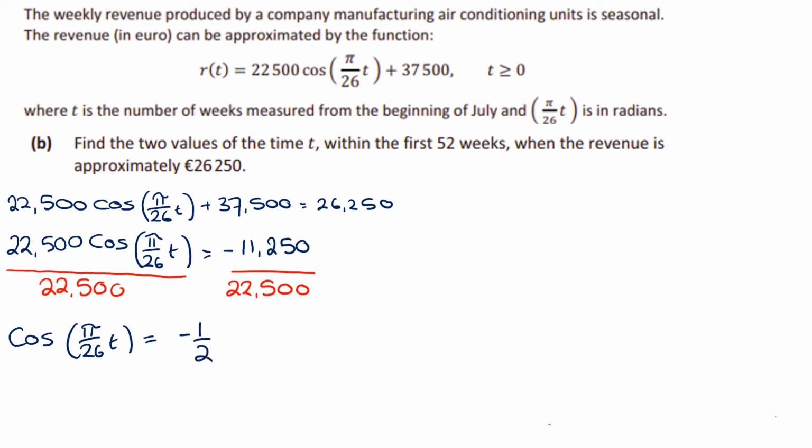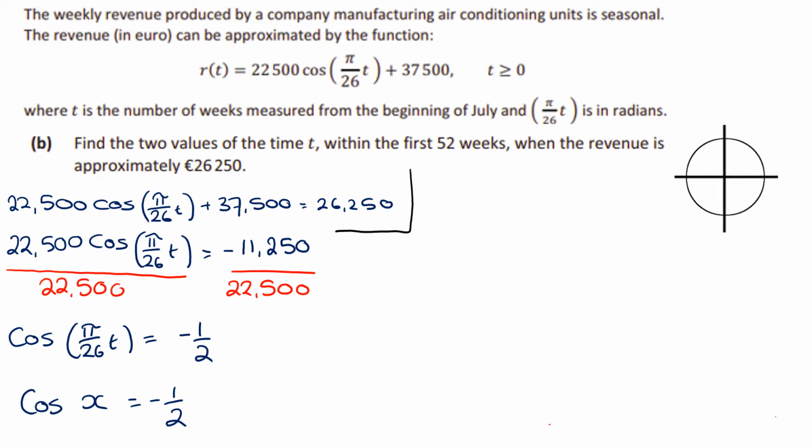Now you can work with it like that, but I usually prefer to change it to something a little bit easier. So I'm going to change the pi over 26t to an x to simplify this a little bit. So I'm basically trying to solve for two answers when cos of x is equal to minus half. So that's a much simpler question that I'm being asked. Do you remember we're in radians? So here's my unit circle that I'm going to work through.